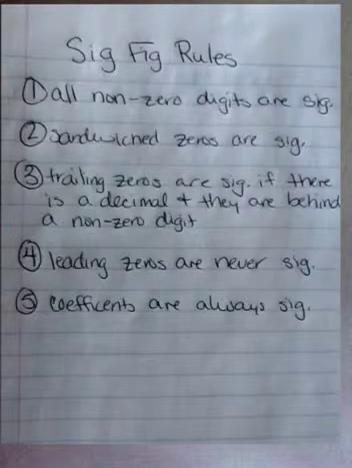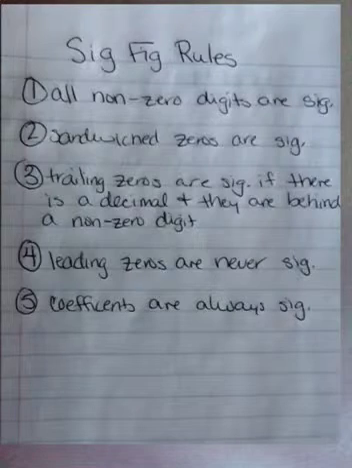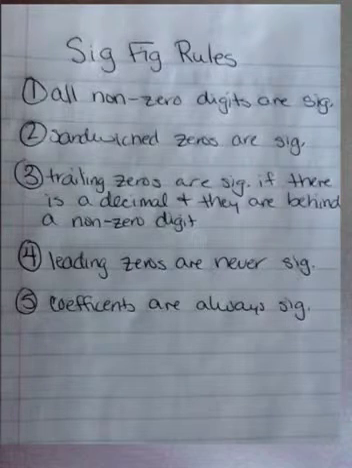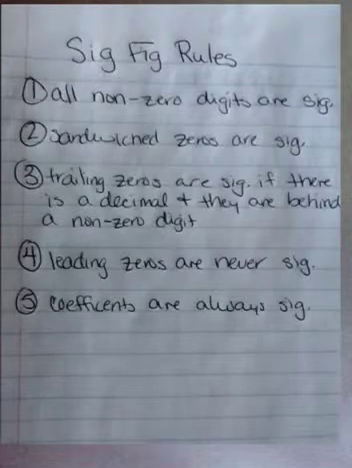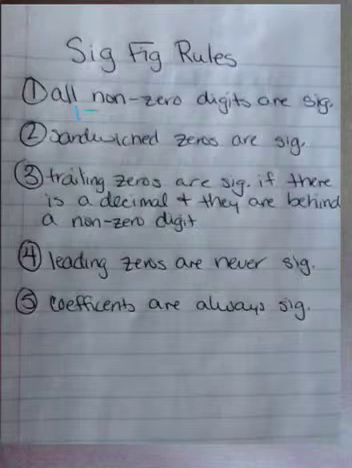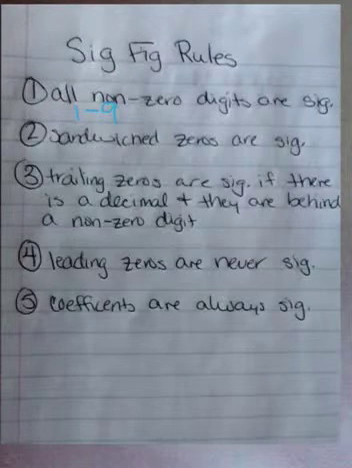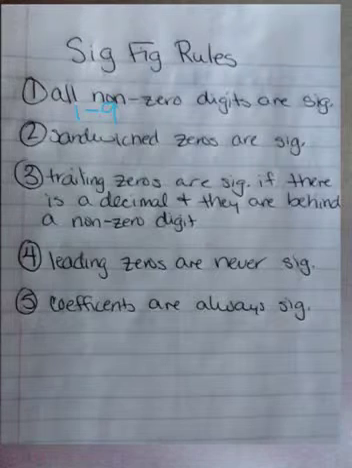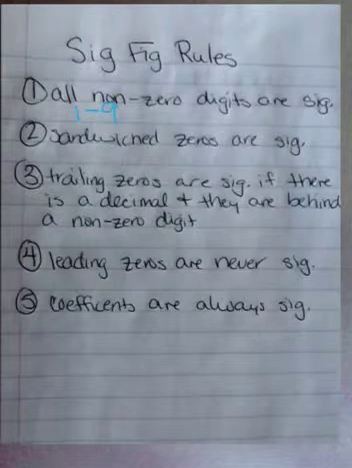Alright, the first rule says that all non-zero digits are significant. Remember that means anything between 1 and 9 are always going to be significant, they always count. Those are going to be the easiest ones.